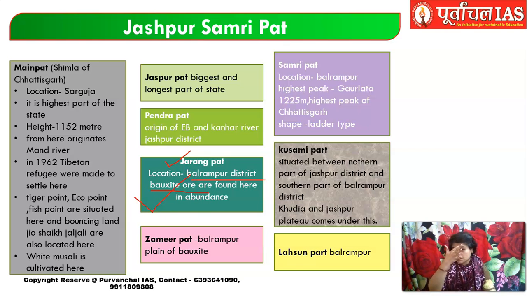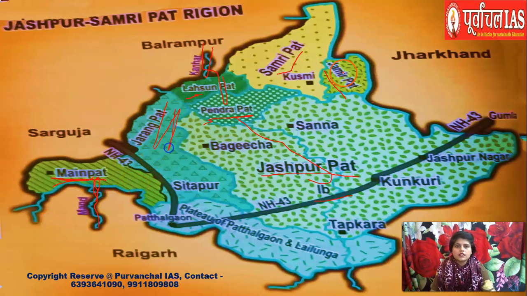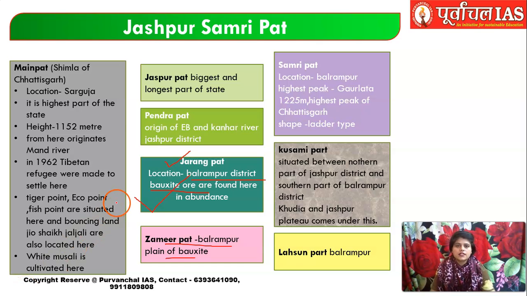We have seen in the Eastern Baghelkhand Plateau we found coal, and here is the majority of bauxite. Same here in Jamir Pat, which is again in Balrampur. This is called the plain of bauxite. So this is Jarang Pat, this is the Jamir Pat. These are the areas of bauxite. So please remember the mineral bauxite is found here. I will cover the minerals of Chhattisgarh separately, but for now, the Baghelkhand Plateau I told you just now.